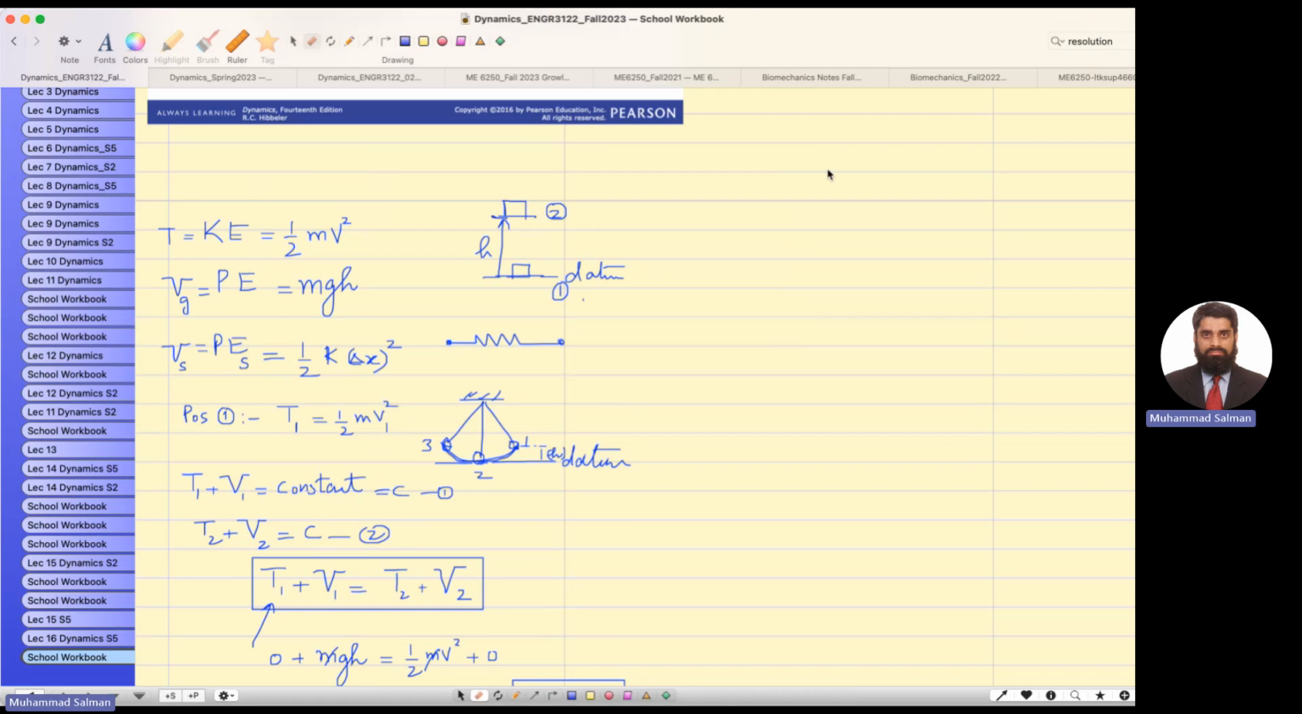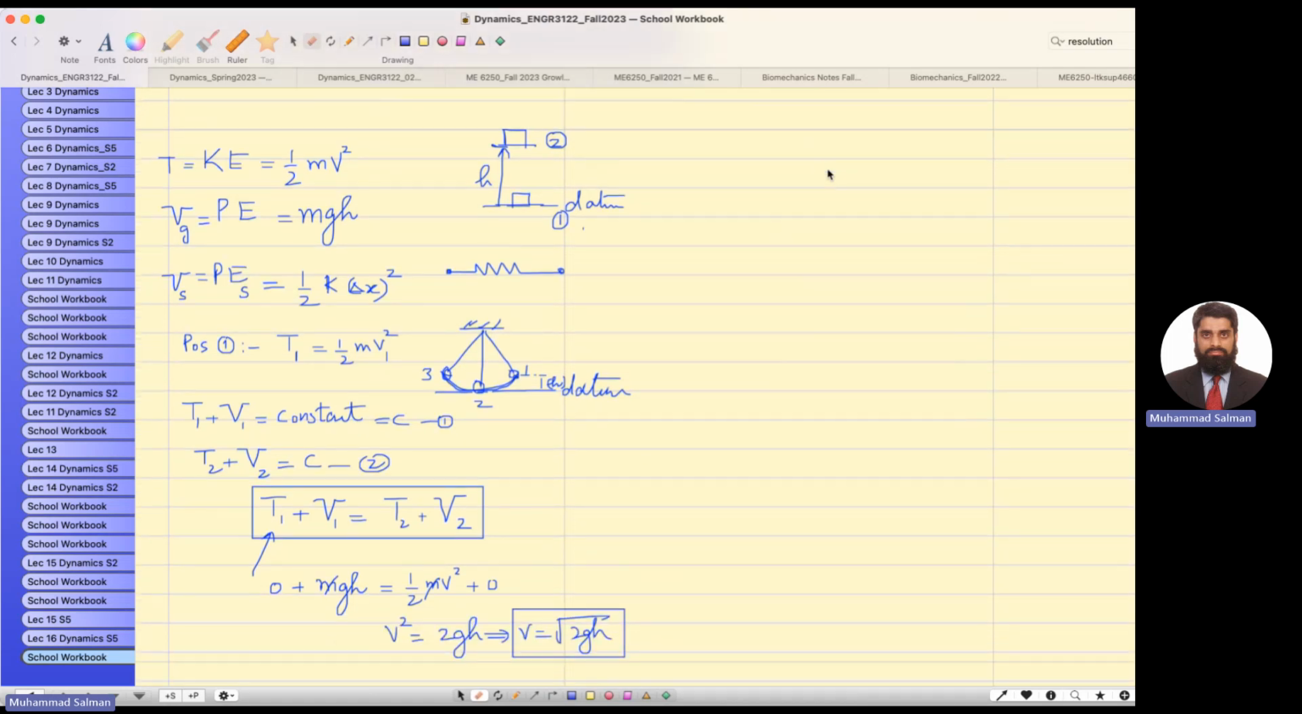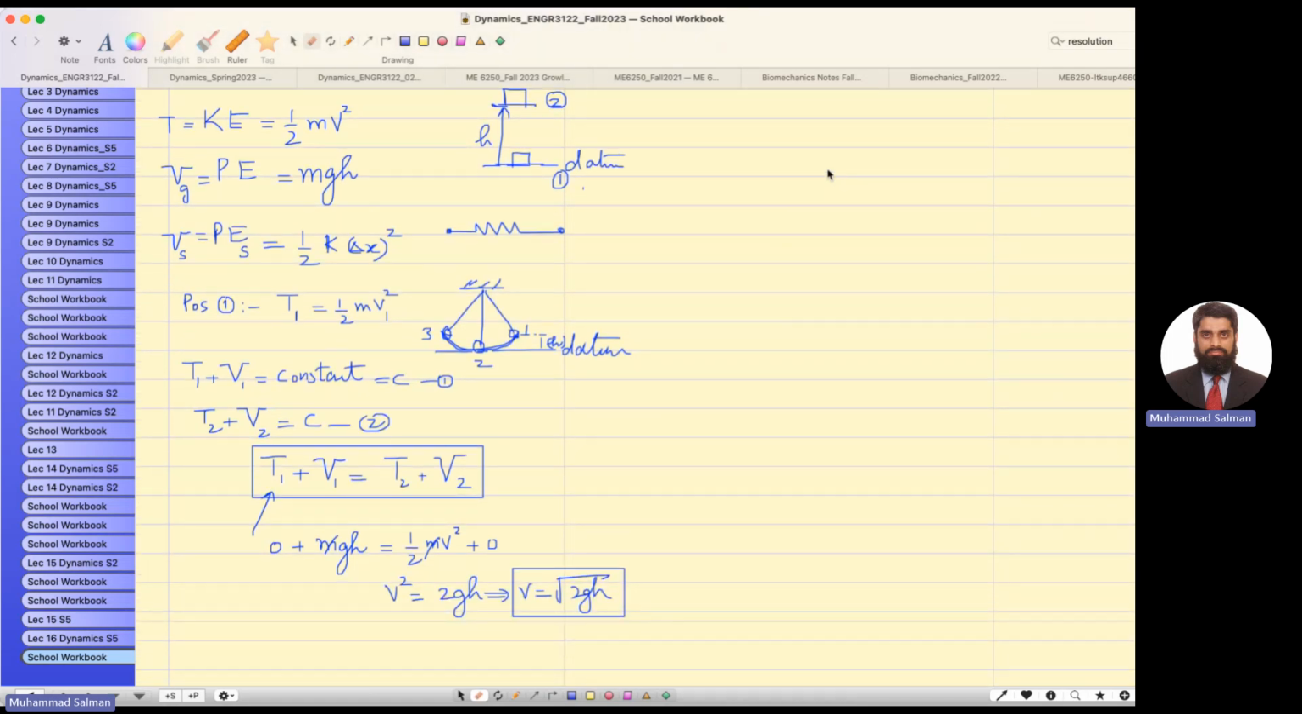Kinetic energy formula, potential energy formula due to gravity, potential energy stored in the spring, half k delta x squared. The pendulum is moving in air, and at each instant the sum of the energies is always constant. In this chapter you will see that two positions will be considered, and you have to compare the kinetic energy, potential energy, and strain energy between those two positions to find the unknowns. Suppose the final velocity is asked, you will do the same procedure to find the final velocity.